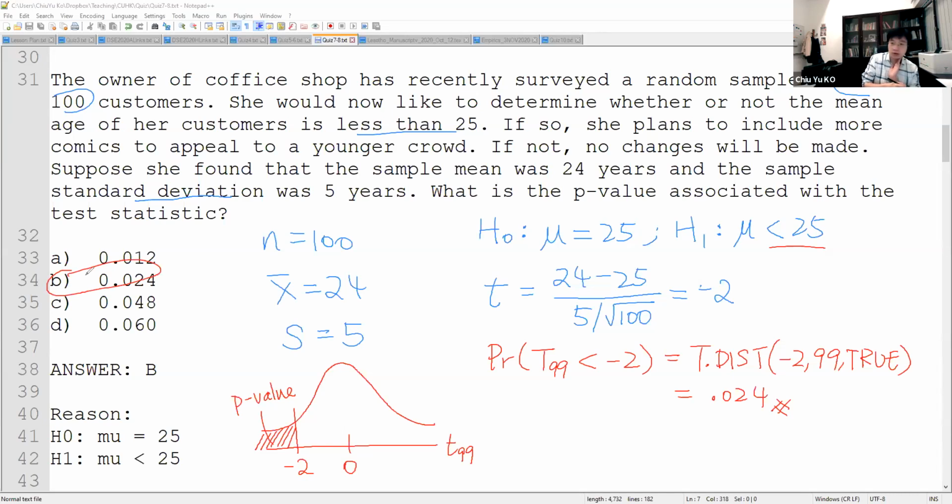Okay, question 2, is that okay? Why T? Because someone asked me why T. The reason is you only know the sample version, not the population, then you have to use T. So that is the difference between Z and T. T is used when you don't know.